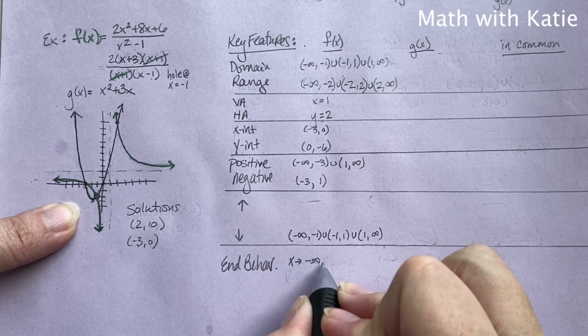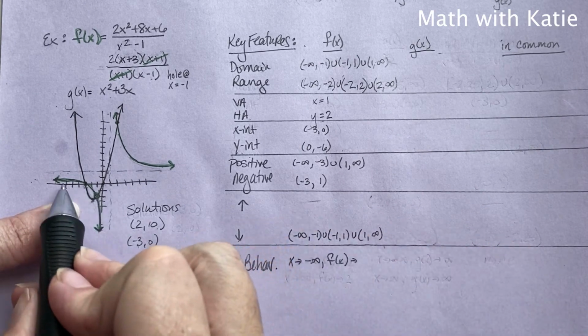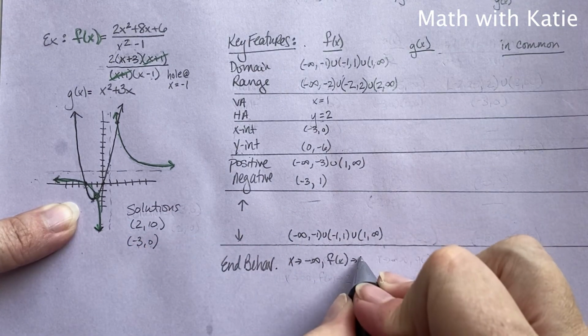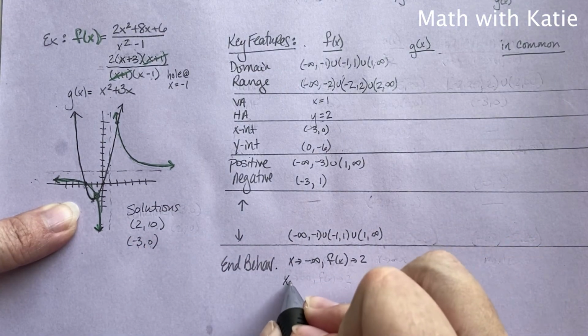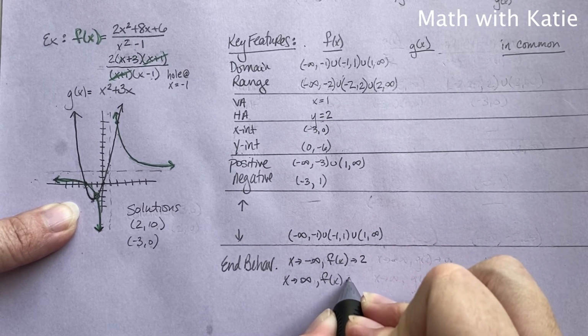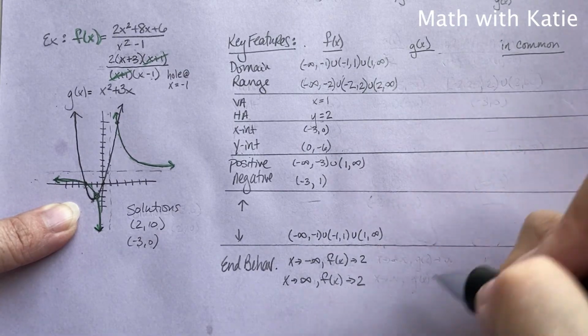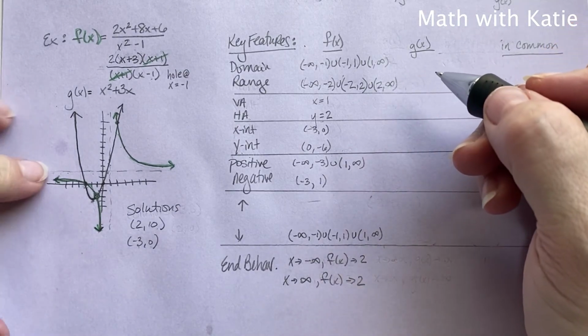As x goes to negative infinity, f of x goes to our horizontal asymptote of 2. And as x goes to positive infinity, f of x still goes to our horizontal asymptote of 2. All right, so now let's look at the g function.